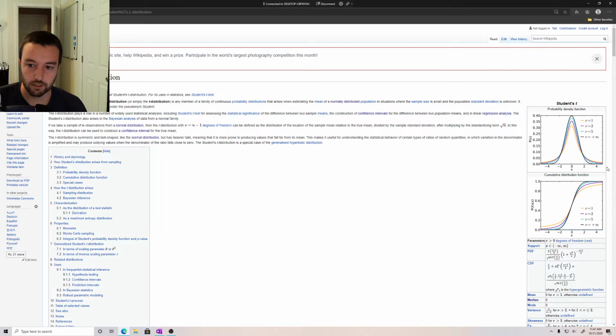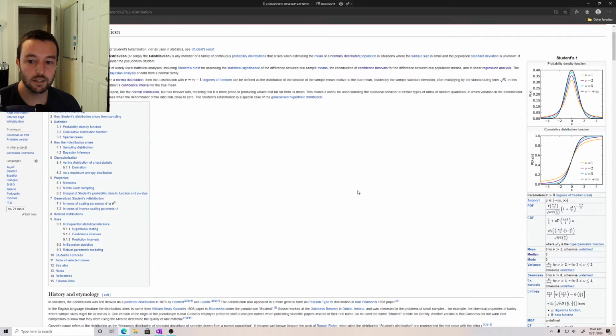There's another picture of it right here. Basically, the larger number of degrees of freedom that we have, the more accurate it's going to be, which should make sense because the degrees of freedom comes from our sample size, right? So what we're saying is the larger the sample, the more accurate this is going to be. If we have a very small sample, it could be wildly inaccurate.